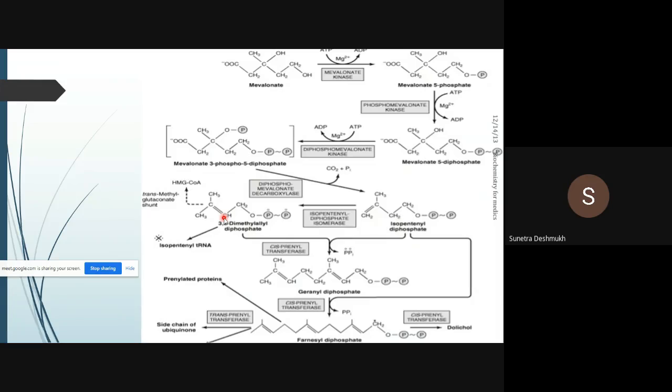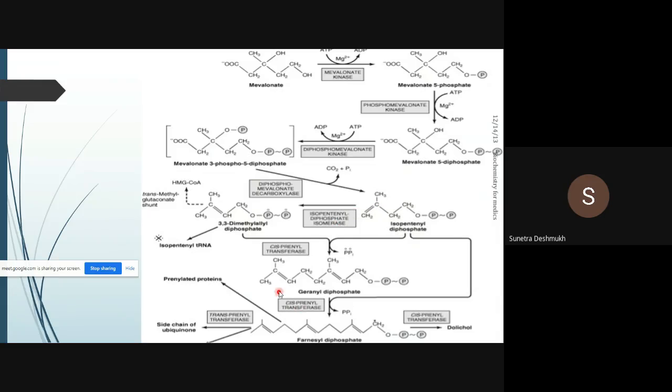From DPP we are going to generate geranyl diphosphate. So count the number of carbon atoms in DPP: 1, 2, 3, 4, 5. So 5 carbon atoms in DPP. Again isopentenyl diphosphate also has 5 carbon atoms: 1, 2, 3, 4, 5. The position of the carbon carbon double bond is different only in these two structures, DPP and IPP.